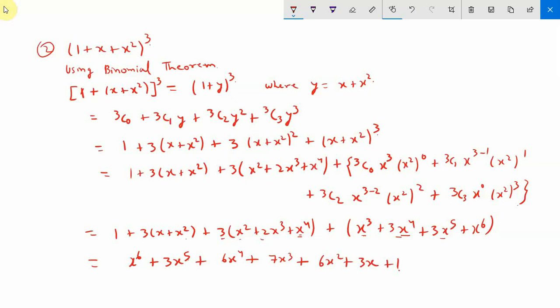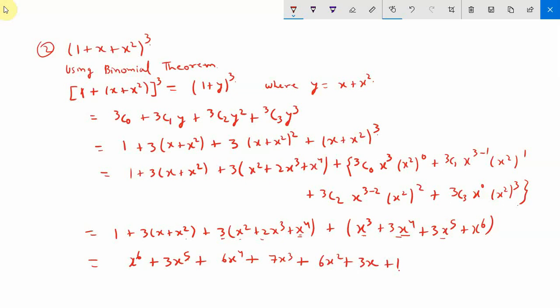So using binomial theorem, we can even expand a term containing three terms. This is a trinomial expression actually, but we make it in the binomial form and then expand it.